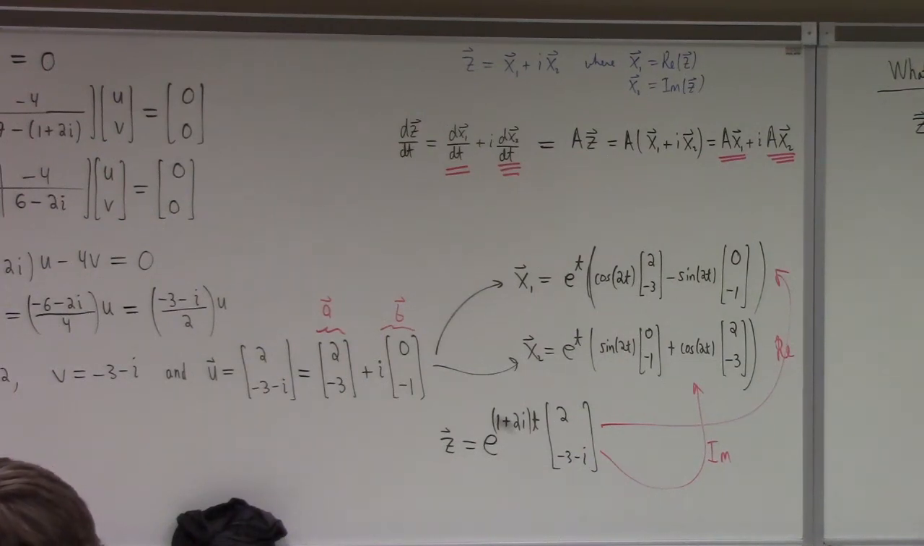But you either got to memorize these formulas, or you got to understand the real and imaginary parts of the complex solution. What you can't do is leave your answer as e to the 1 plus 2i t times 2 minus 3 minus i. That's unfinished. We're looking for real solutions to real differential equations. So we use some complex math as an intermediary, but it's not the answer. So I still haven't written the answer yet. These are separate solutions. What's the general solution?